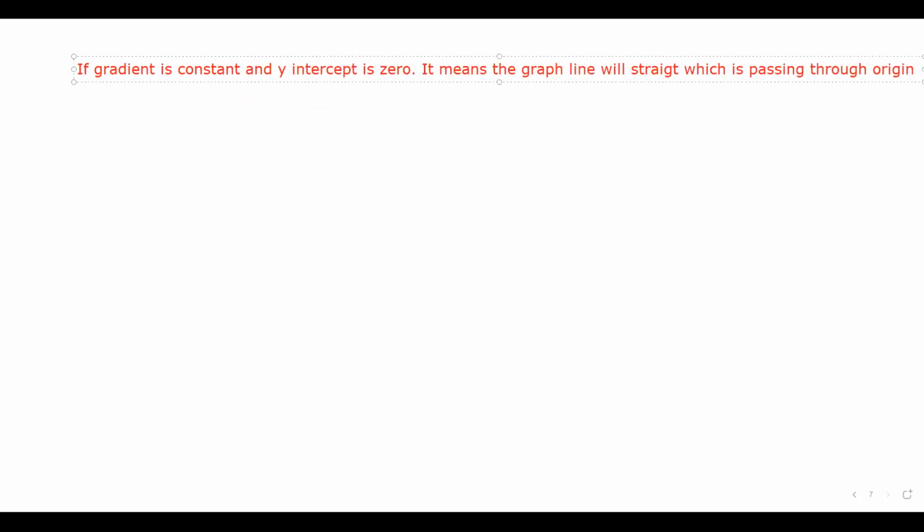and the y-intercept is 0, it means the graph line will be straight, passing through the origin. So if the gradient is constant and the y-intercept is 0, then what should be the shape of the graph?